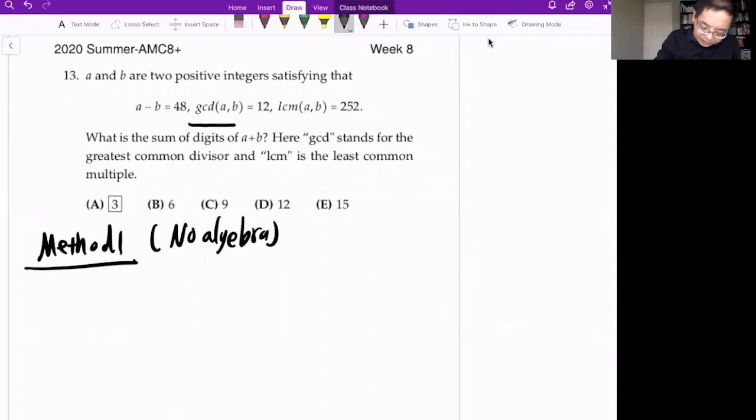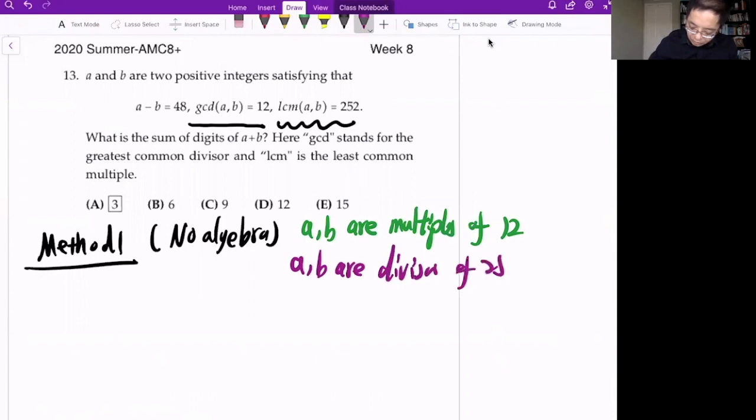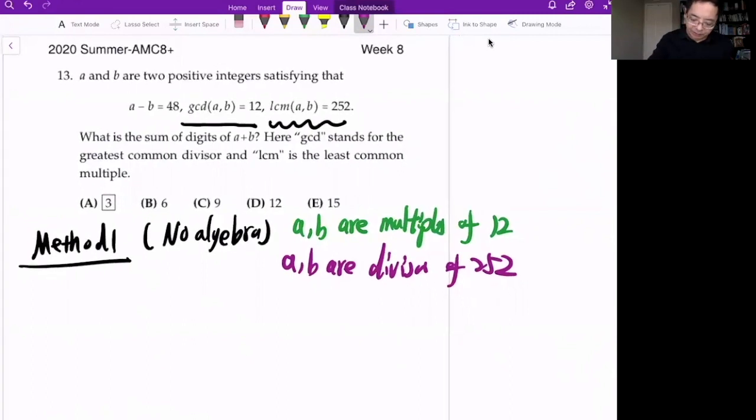Based on the GCD of a and b being 12 and the LCM of a and b being 252, we immediately get that both of them are multiples of 12, and meanwhile they are also divisors of 252. So what we need to do is look for those divisors of 252 which are also multiples of 12, and then from those possible candidates, we find a and b. This is kind of brute force, but because we already have some criteria, it's not so bad to use this kind of approach.